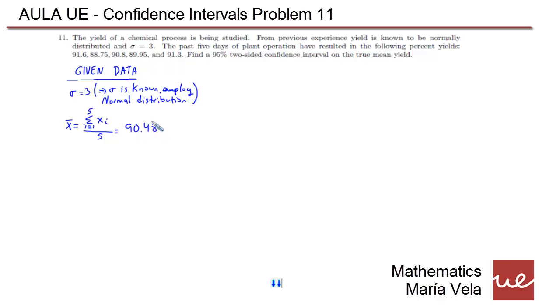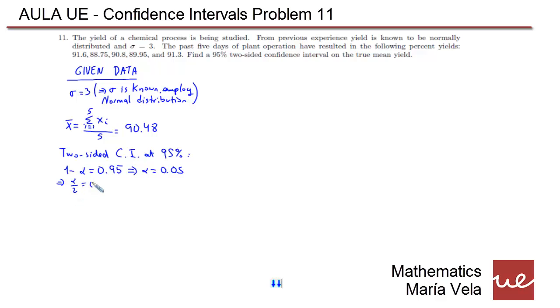And lastly, we just need to know that we want to compute a two-sided confidence interval at 95%, so the value of alpha can be easily computed as 1 minus alpha equals 0.95, and hence alpha equals 0.05, so alpha halves is just 0.025.